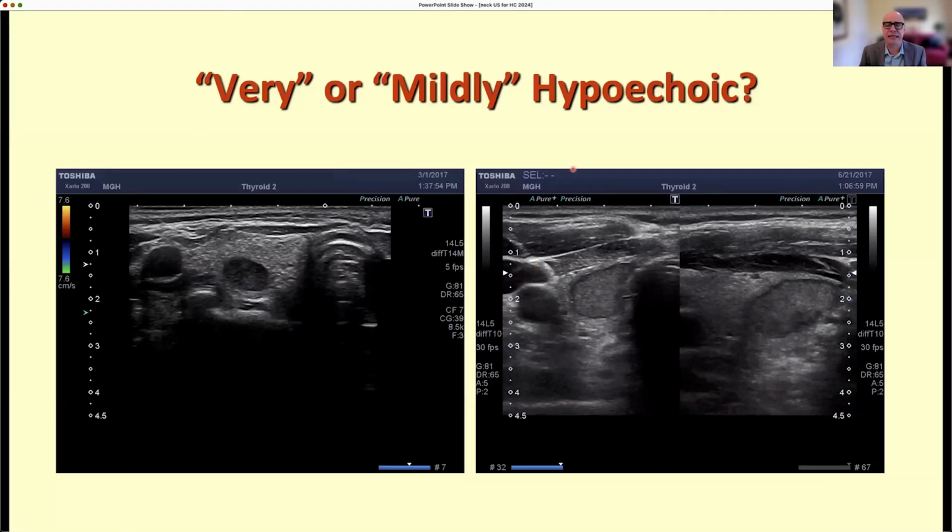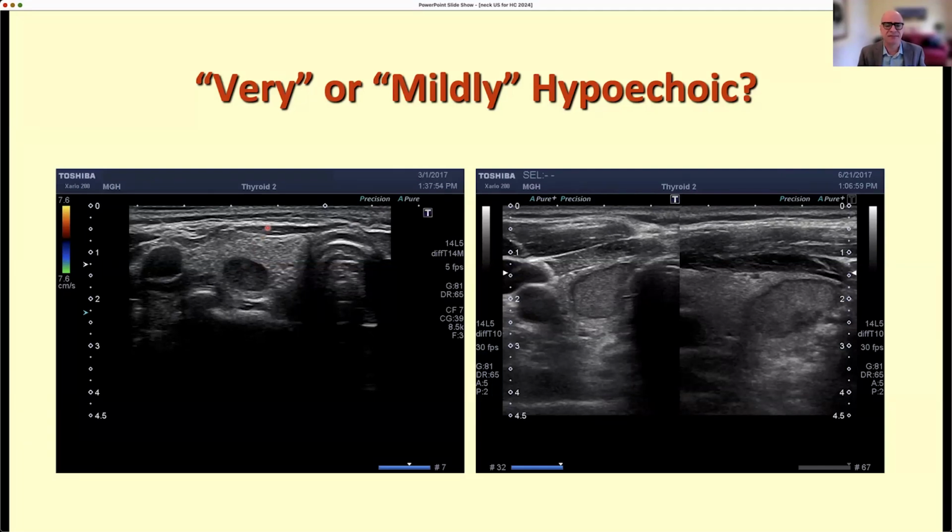We also try to define, and you'll see that in some scales, how we want to distinguish very or mildly hypoechoic nodules, because the risk of malignancy is higher in very hypoechoic nodules. And here, the benchmark is the muscles. We compare the echogenicity of the nodule to muscles. So this nodule is a little brighter than the muscles, right? But it is darker than the thyroid. So we call this nodule mildly hypoechoic. And that's a lower risk of malignancy than this one, that is very hypoechoic. It is as dark or maybe darker than the muscles.